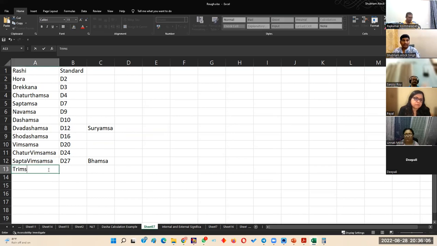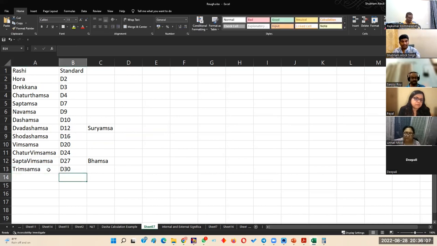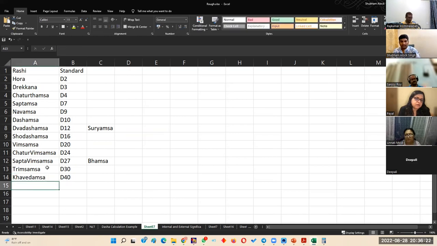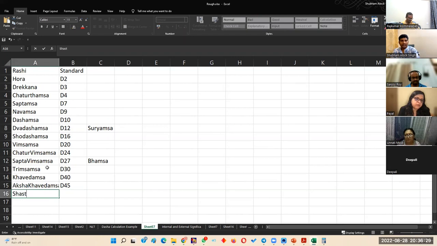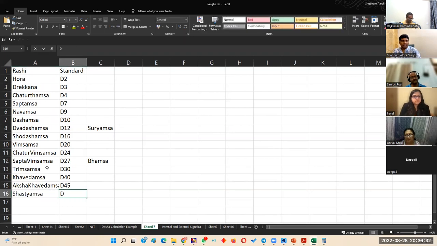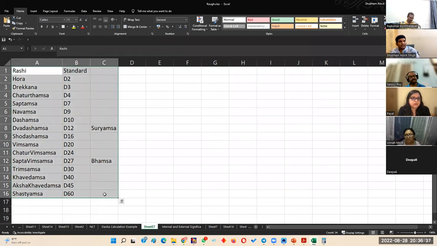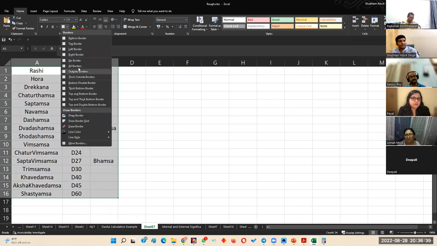After Saptavimshamsha comes Trimshamsha, that is D30. After Trimshamsha comes Khavedamsha, that is D40. Then comes Akshavedamsha, that is D45. And in the last comes Shashtyamsha, that is D60. Now these names that you see are a general method of writing names in Sanskrit.